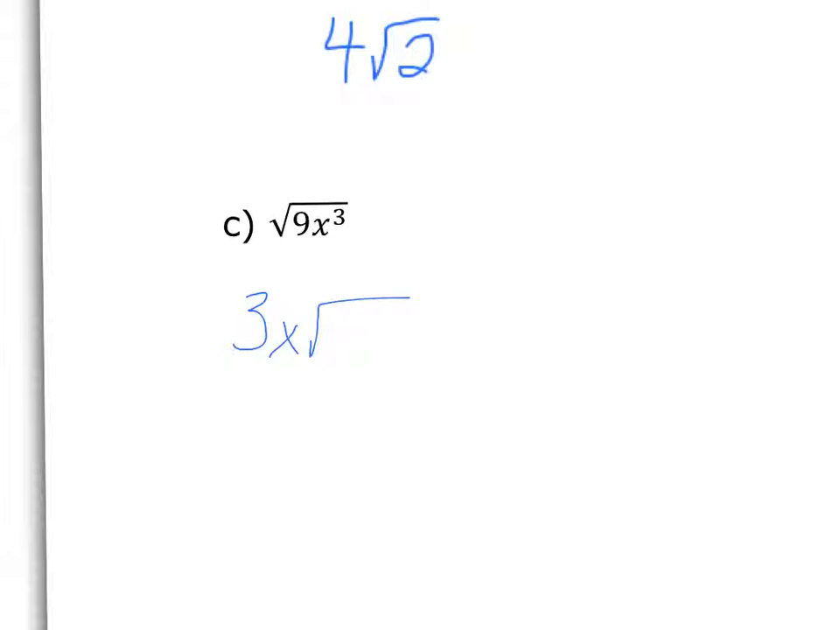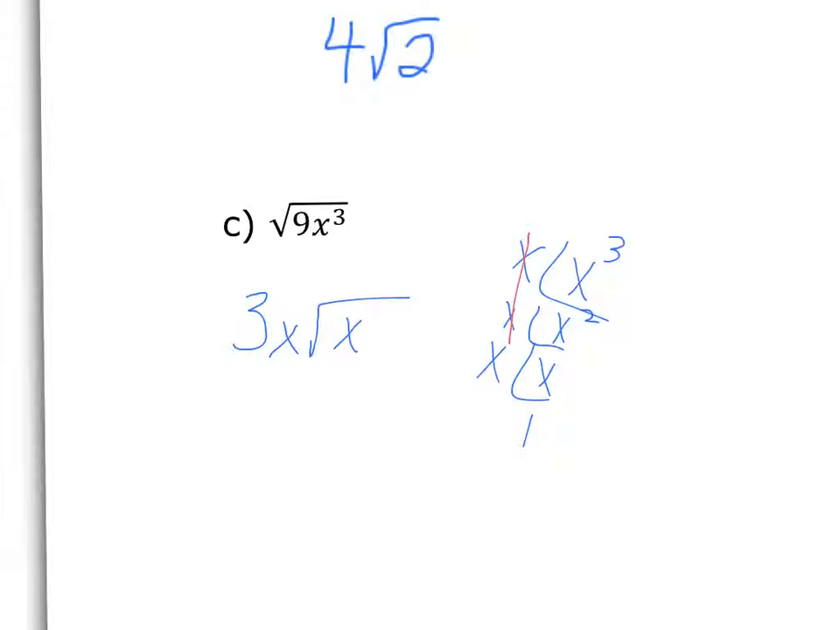What has to stay underneath? Another x. Again, if you want to look at it this way, we divide by x, we have x squared. We divide by x, we have x. We divide by x, we have 1. There's a pair of x's that gets to come out. There's 1x left underneath. It's just like that.